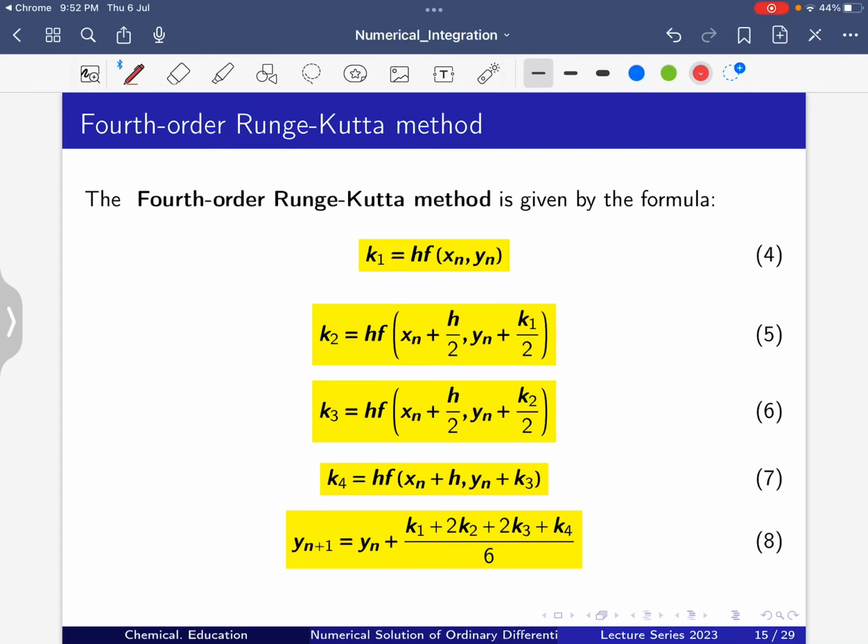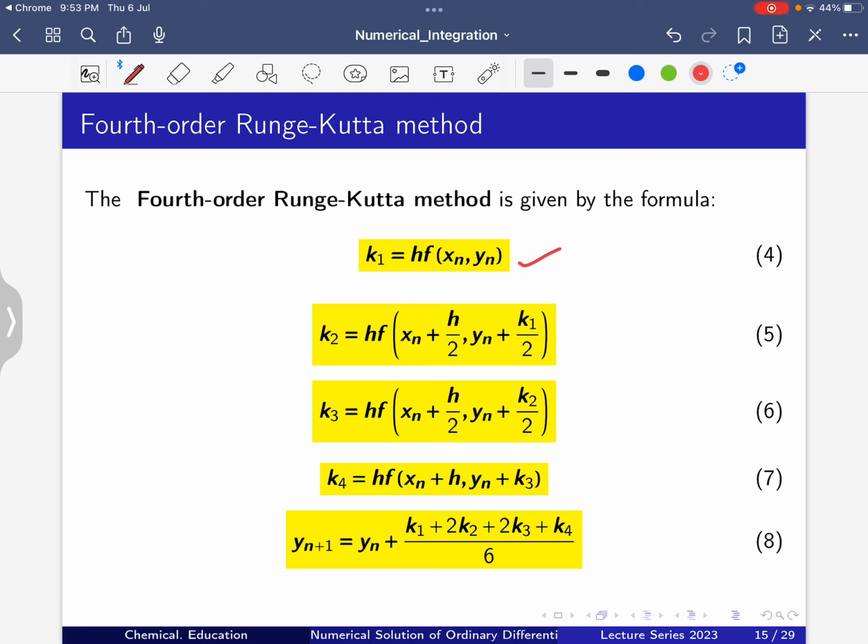Now I am going to talk about the fourth order Runge Kutta method. The fourth order Runge Kutta method is given by the formula: k1 is h f of xn, yn. k2 is h f of xn plus h by 2, yn plus k1 by 2. k3 is h f of xn plus h by 2, yn plus k2 by 2. And k4 is h f of xn plus h, yn plus k3.